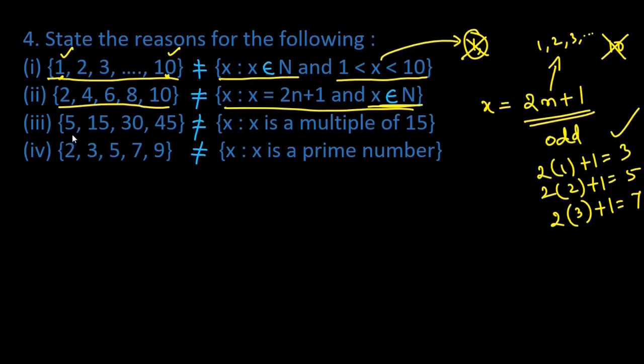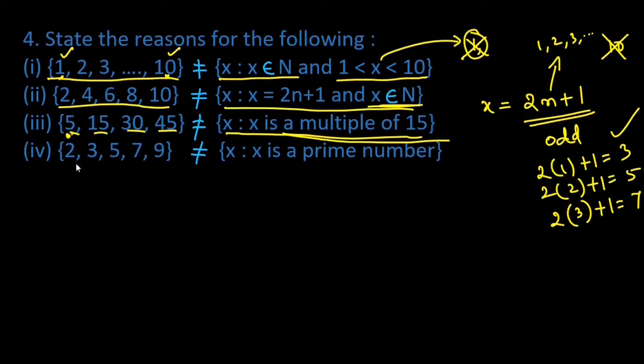Third one, the list is given as 5, 15, 30, 45. Here on the right side x is a multiple of 15. There is no restriction. That is one reason. And also here on the left side 5 is there. 5 is not a multiple of 15. So for these two reasons, these two sets are unequal.